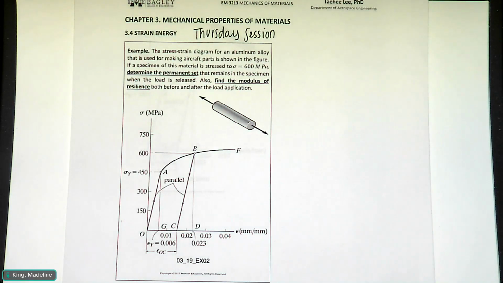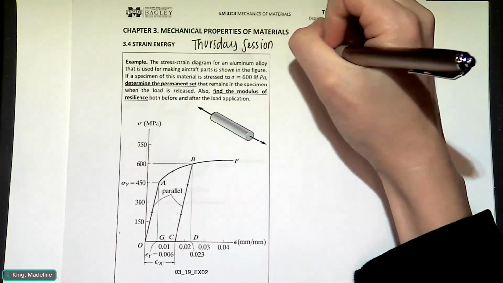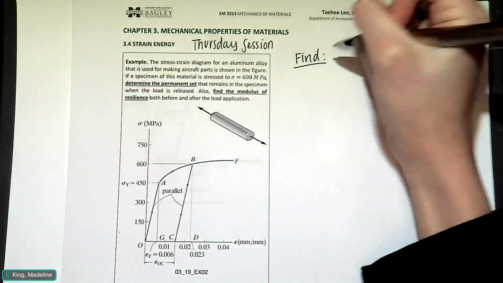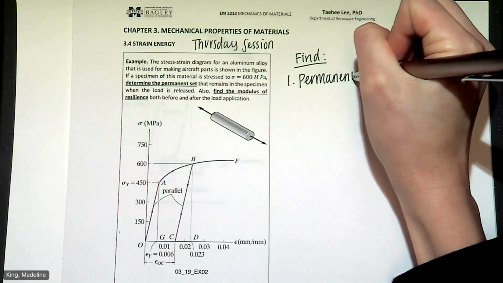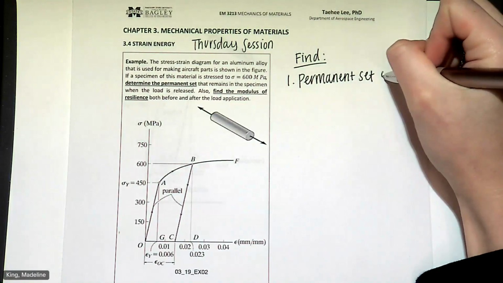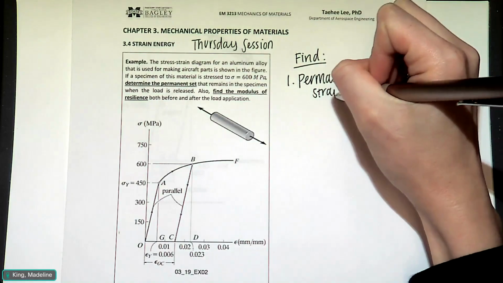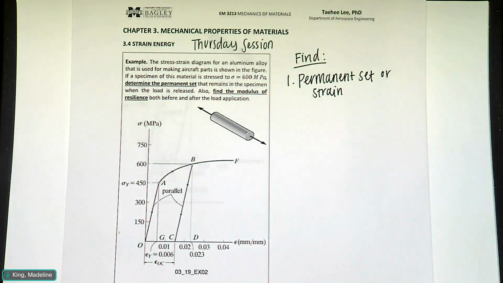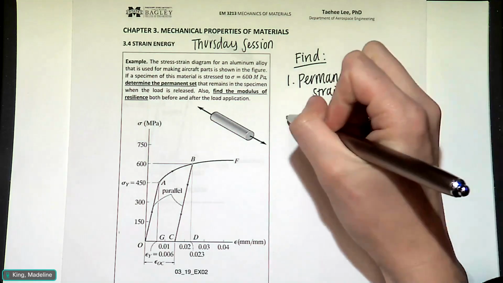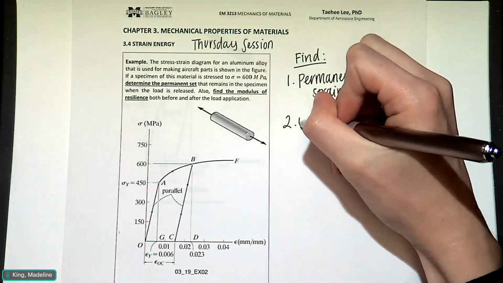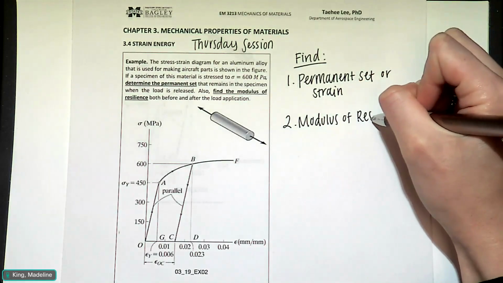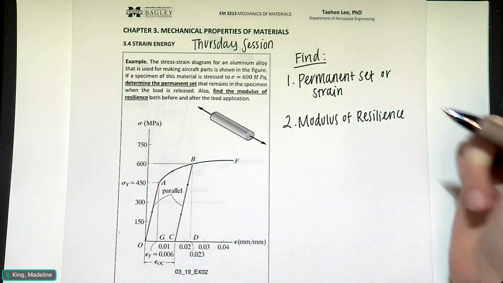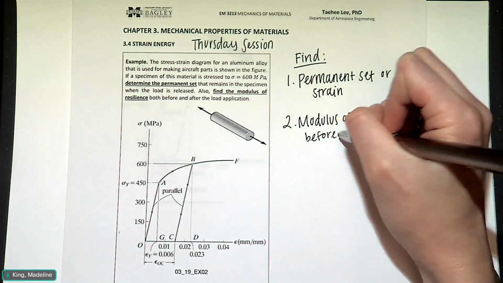All right, let's get started. So from our problem statement, we were asked to find number one, the permanent set, or what it's really asking is for the strain that remains in the specimen when the load is released. And number two, the modulus of resilience before and after the load application.